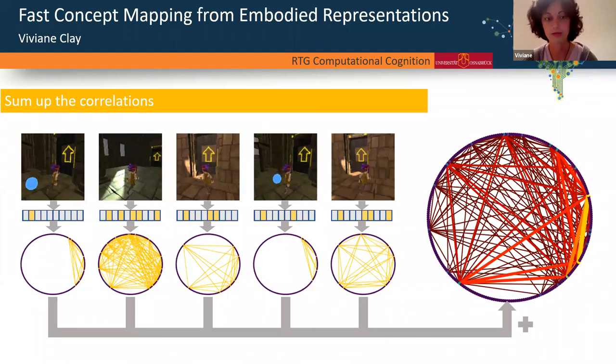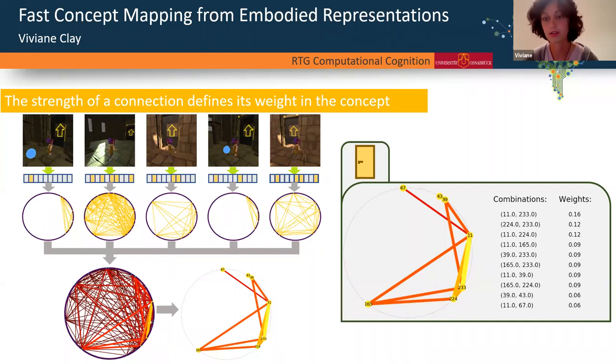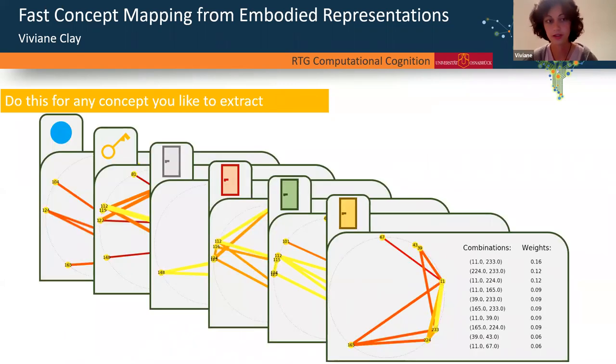Then I add up these 5 connectivity circles. You can see there's a wide variety of activities, but some of the connections are actually active in multiple of the images. Those are the connections we're interested in, because they possibly encode this object. So you take the m strongest connections to define the concept. Here I take the 10 strongest connections, and I define the concept with the additional information of weights for each connection. The weight is determined by in how many of the 5 example images this connection is active. And then you can do this for as many concepts as you like.